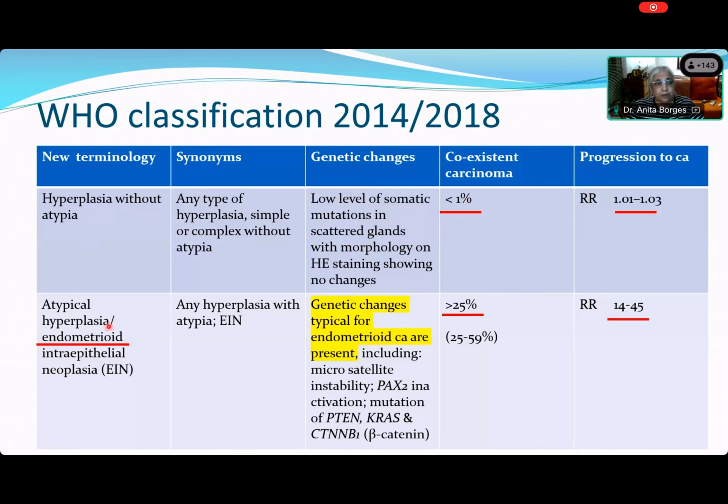But when you start to get atypical hyperplasia, it is endometrioid intraepithelial neoplasia. It is any hyperplasia with atypia, also called endometrioid intraepithelial neoplasia or endometrial intraepithelial neoplasia. And then you have genetic changes that are typical for endometrioid carcinoma, that is, well-differentiated endometrioid carcinoma, present.